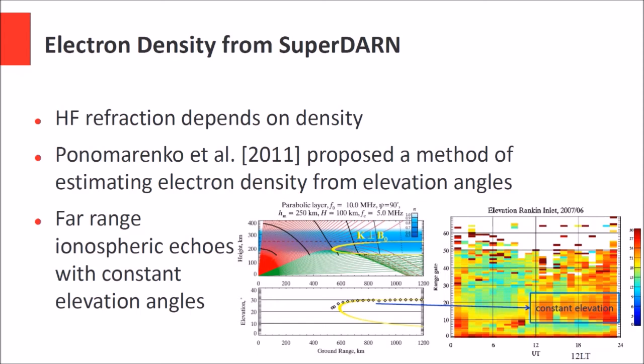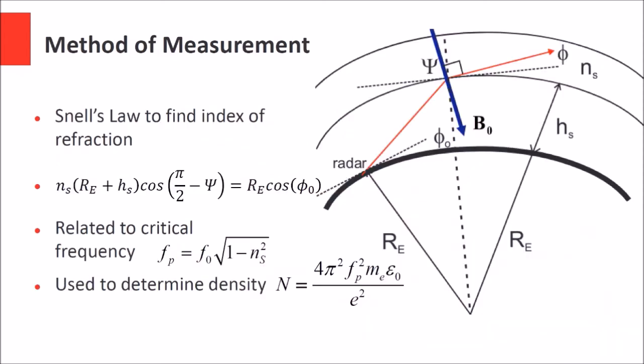How exactly? Well, we do it by using Snell's law to find the index of refraction. We know that our propagation is perpendicular to Earth's magnetic field, and we also know what elevation angle the radar is measuring. We can solve Snell's law to find the index of refraction in the ionosphere, and from that we can relate the critical frequency and ultimately the electron density.